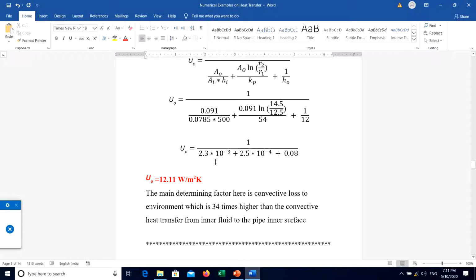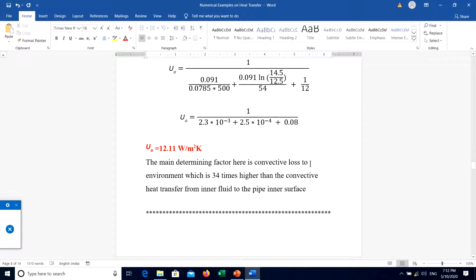Now why is it written here? Because we need to determine which factor is contributing in a major manner to this UO. If you have a look at these figures, this is 0.08, which is because of the outer heat transfer coefficient. Second, because of the pipe, the contribution in U is very less, 2.5 into 10 raised to minus 4. And the contribution of the inner heat transfer coefficient is also less. So the main determining factor here is convective loss to the environment. This is 34 times higher than the convective heat transfer from inner fluid to the pipe inner diameter. So this has to be checked.